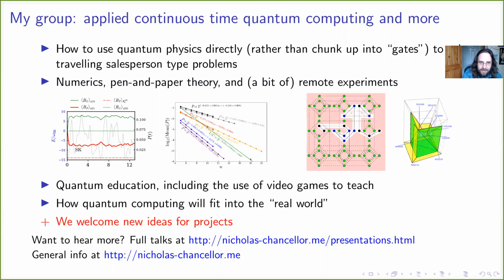We also can do some other interesting things. We've looked into quantum education. This is actually a project my current graduate student's working on, looking at using video games to teach about quantum. A big part of what we're doing, this is where the word applied comes in, is how quantum computing will fit into the real world, how you actually develop use cases around quantum computing, the non-quantum parts of the problem, which are nonetheless very important.